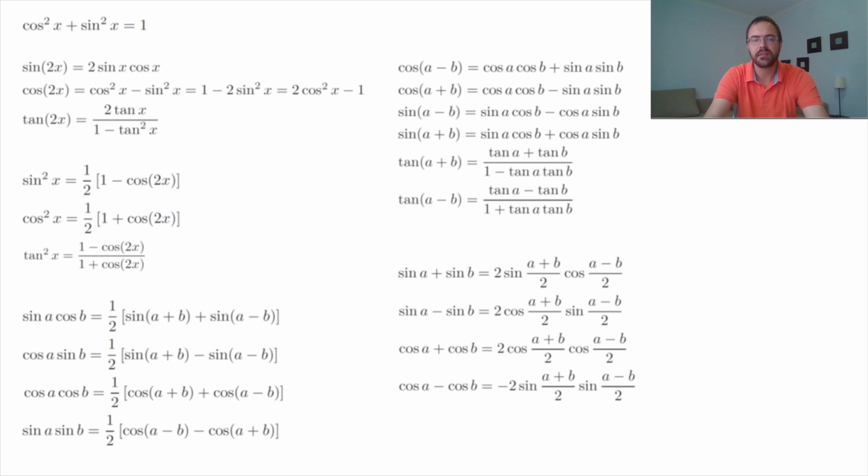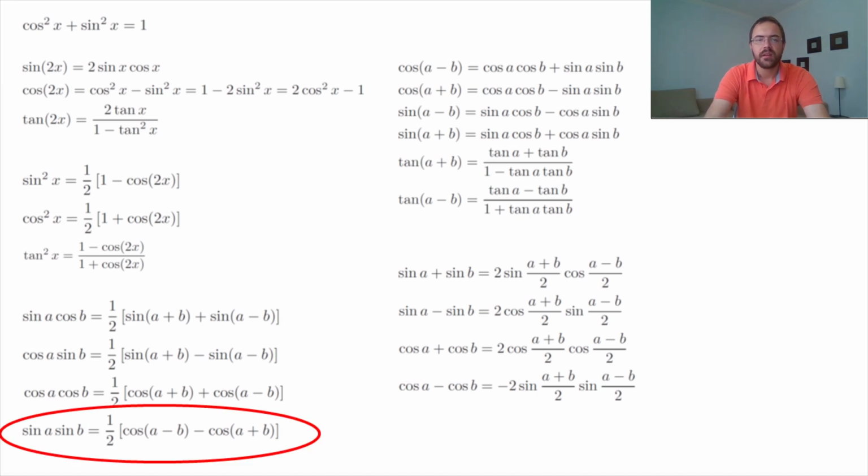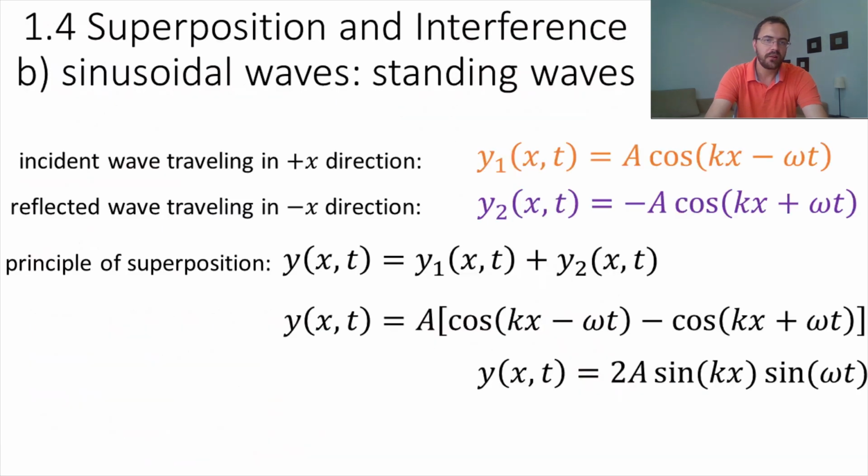We have cosine(kx minus omega t) minus cosine(kx plus omega t). Hey, this looks like this one, right? So the two cosines will give me 2 sine kx sine omega t. All right, so we can simplify this, and the displacement y becomes 2A sine kx sine omega t.